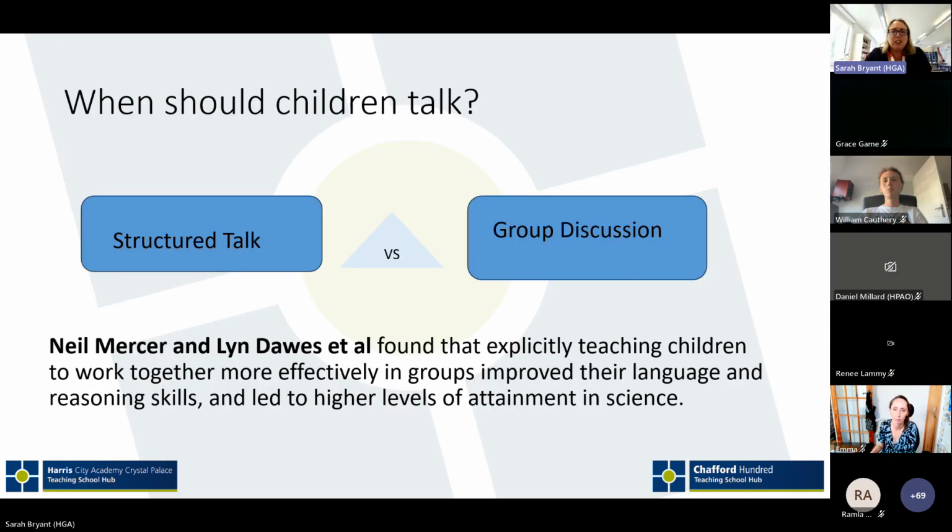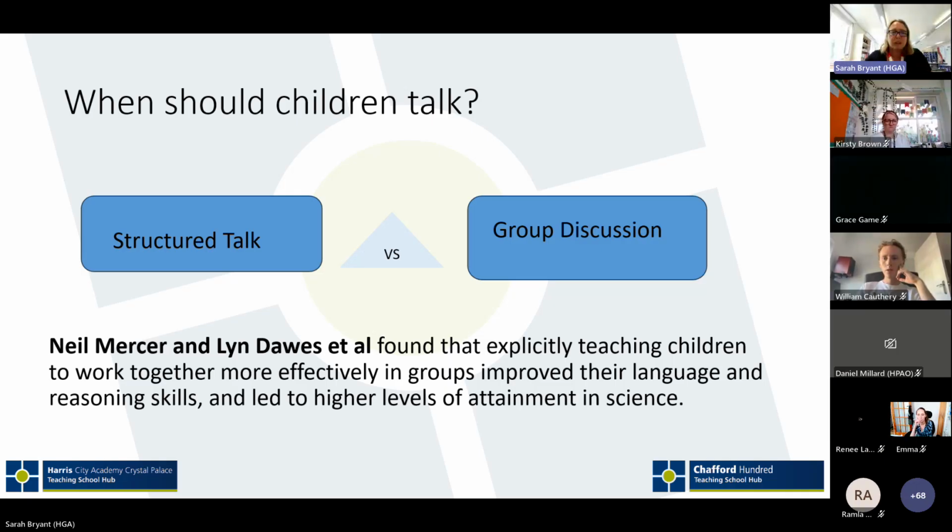So when should children talk? We can have structured talk versus group discussion. They are two very different things. And it's really important to make sure that we know what those two different things are. Neil Mercer and Lyn Dawes found that explicitly teaching children to work together more effectively in groups improved their language and reasoning skills and led to higher levels of attainment in science.